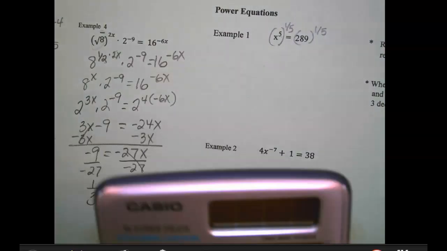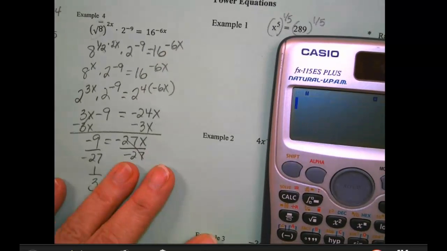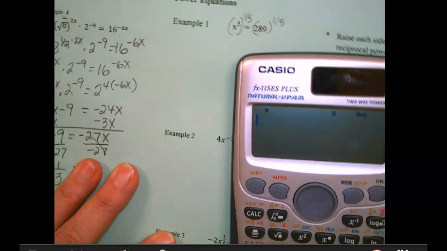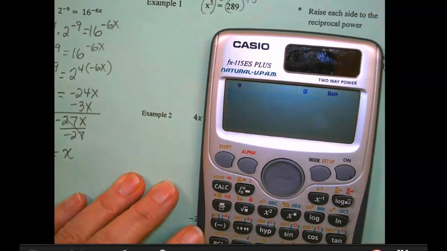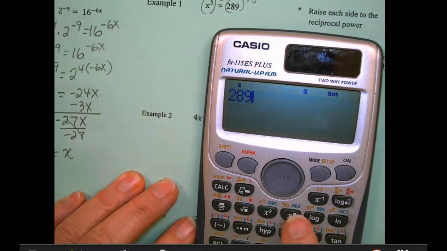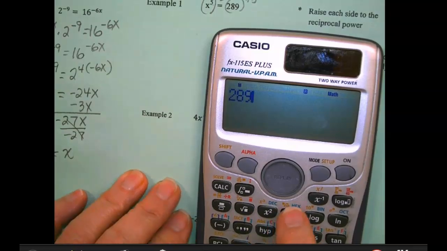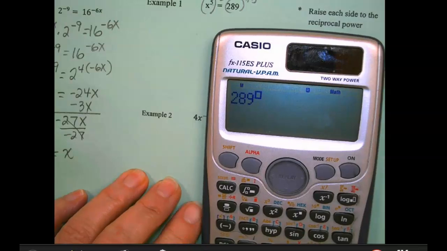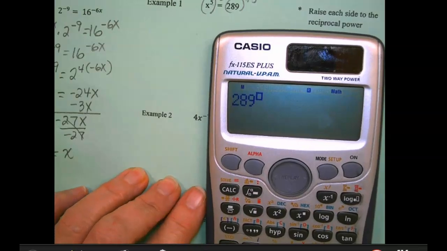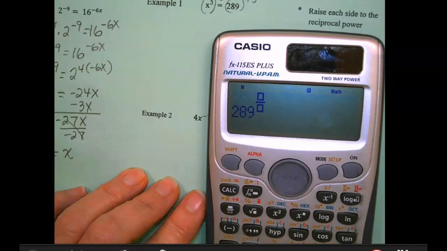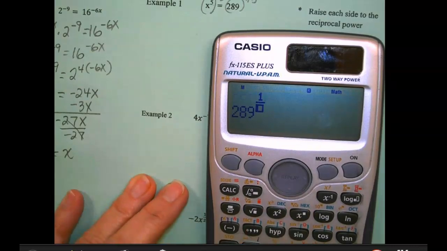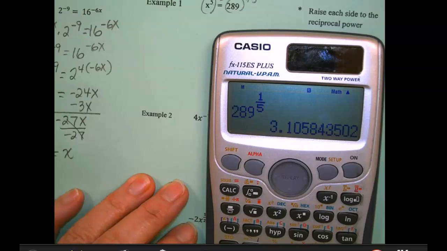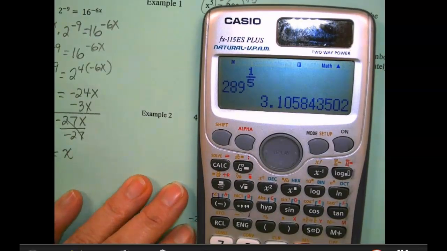So now on your handy dandy calculator, I want to take 289 raised to the 1/5. So I'm going to type 289, and if you look right next to the x squared button, there's an x with a little box. You see how it put a power there for me? But I want that to be 1/5. So I'm going to use my little fraction there, and I'm going to do 1/5. Does everybody see that? And if you did it right, here's our answer. I got 3.105843, blah, blah, blah.